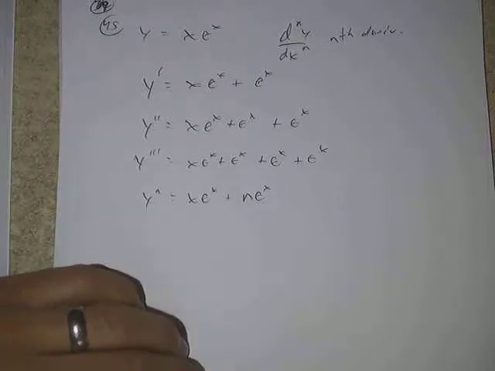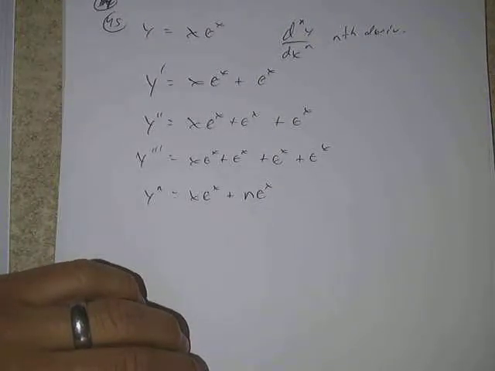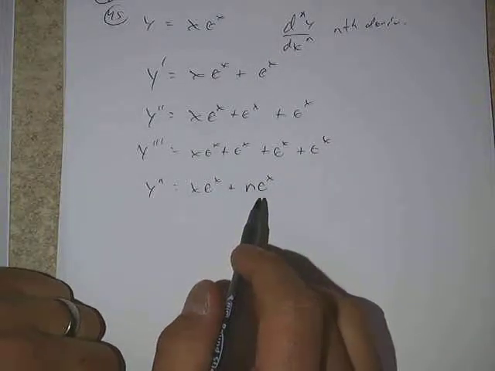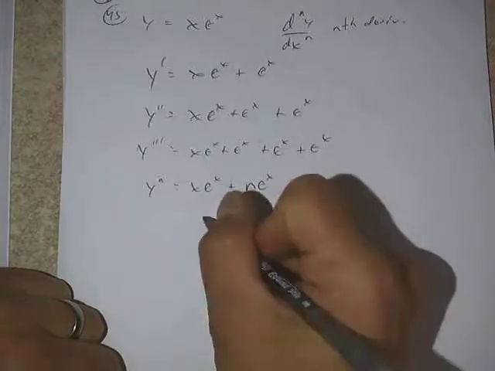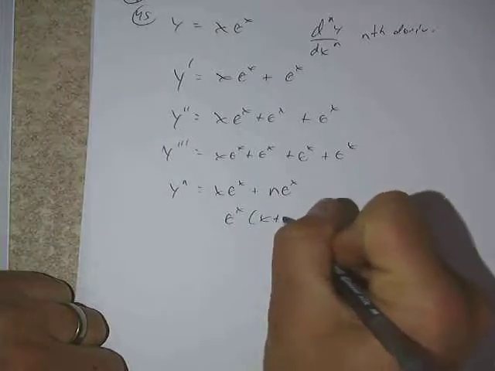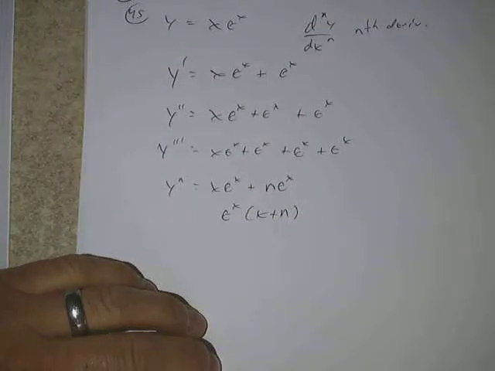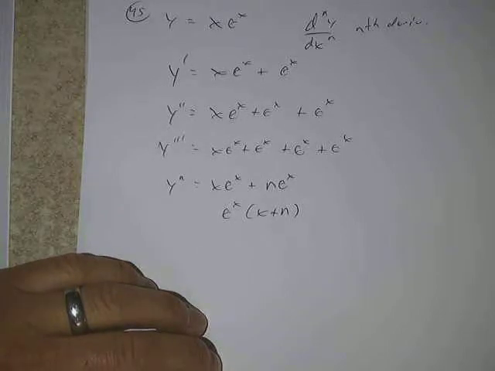That's going to be part of it. And then it's going to be plus... How many e to the x's do we have here? Well, we have 1 here, first derivative, 2 here, second derivative, 3 here, third derivative. So how many are we going to have in the nth derivative? There'll be n of them, isn't there?